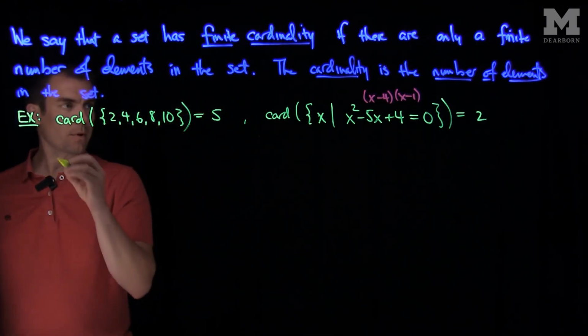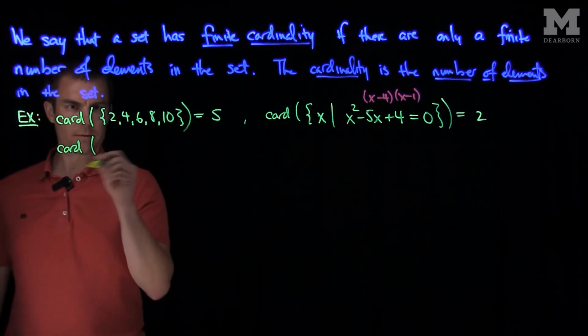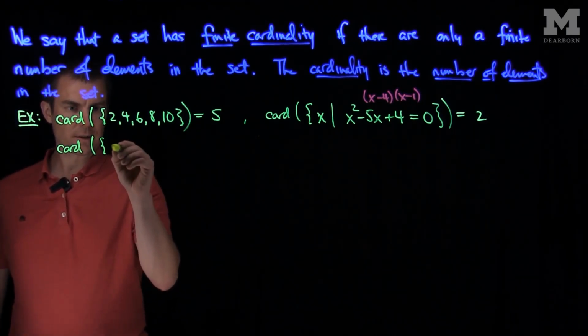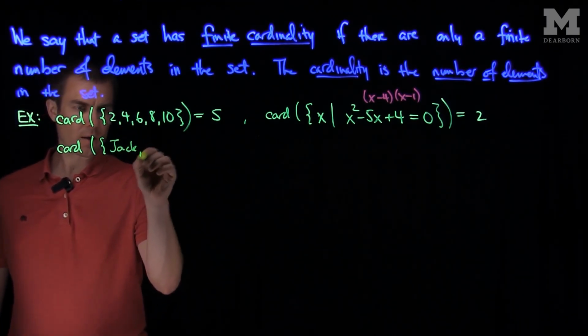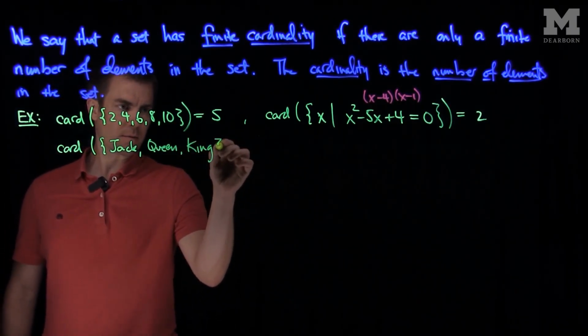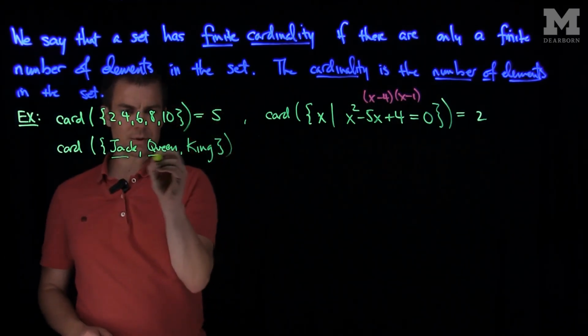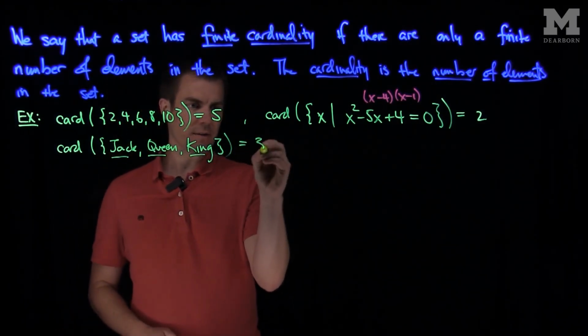The elements don't have to be numbers in our set. We can say the cardinality of the set Jack, Queen, King. This is a set with 3 members, Jack, King, and Queen, so the cardinality of this set is equal to 3.